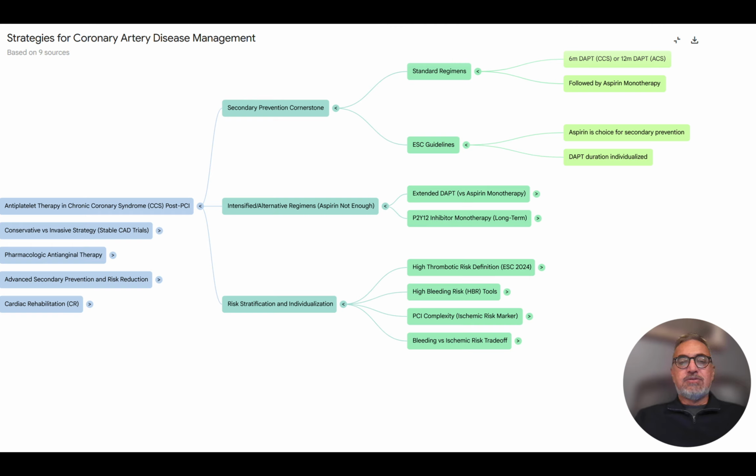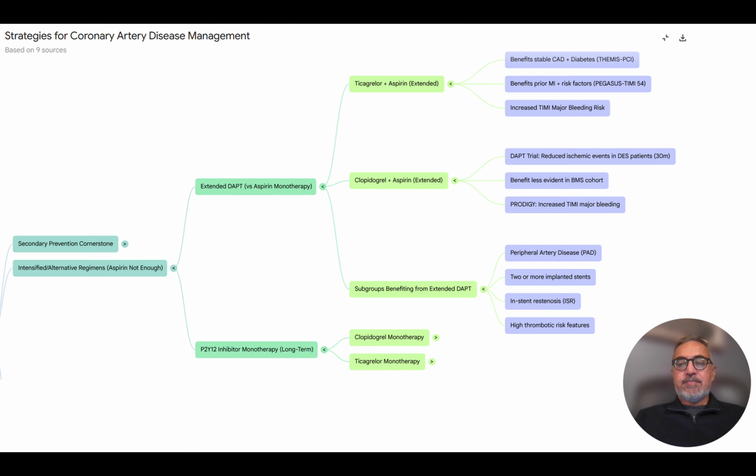Now, when we consider antiplatelet therapy in chronic coronary syndromes, is this secondary prevention, in which case the standard regimens involve 6 months of DAPT followed by aspirin monotherapy. For intensified alternative regimens, you could consider extended DAPT in the high-risk patients or monotherapy with, for example, ticagrelor. We should risk stratify and individualize patients based on thrombotic and bleeding risk, and ACC-AHA calculators are available that will help you with this. PCI complexity should be considered, as we discussed earlier.